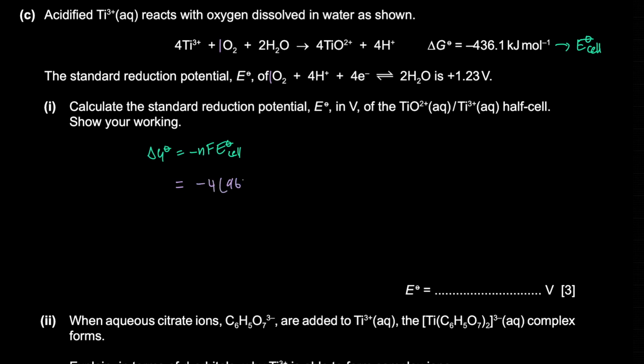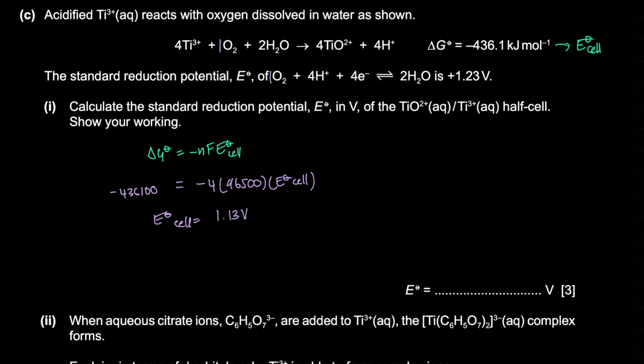Faraday's constant is 96,500 coulombs per mole, and the E naught of the cell is what we have to figure out. The standard Gibbs free energy change, we're going to take it in joules, because all of these units will come out to joules per mole. The standard Gibbs free energy change in joules will be negative 436,100. So what does the E naught of the cell come out to in this case? It comes out to 1.13 volts.